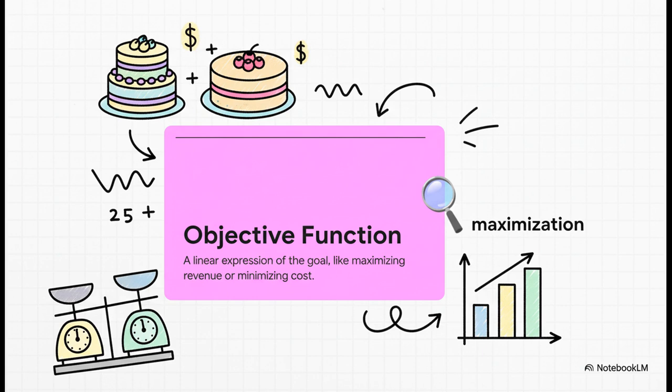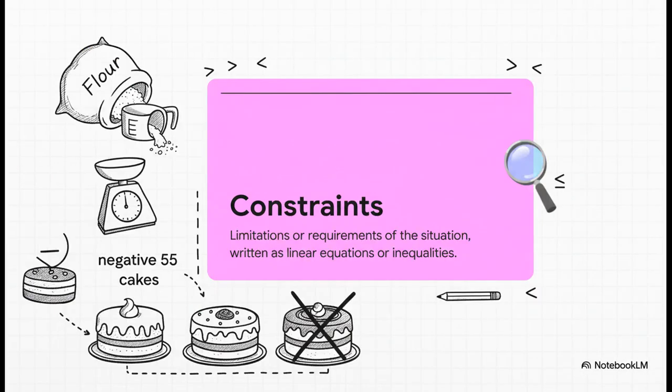We can even write this as a simple formula. The profit you make on cake 1 times how many you bake, plus the profit from cake 2 times how many of those you bake. Simple as that. And finally, we've got the reality check. What's holding you back? These are your constraints. You have a limited amount of flour, right? You've got a limited supply of sugar. And of course, you can't decide to bake -5 cakes. All of these are rules you absolutely have to follow.